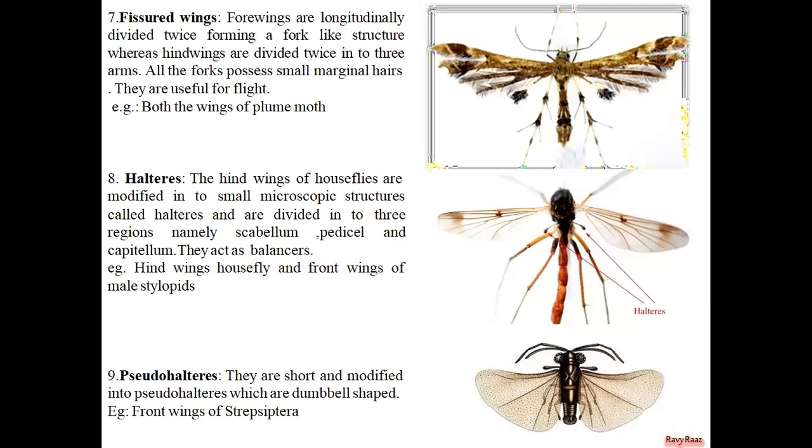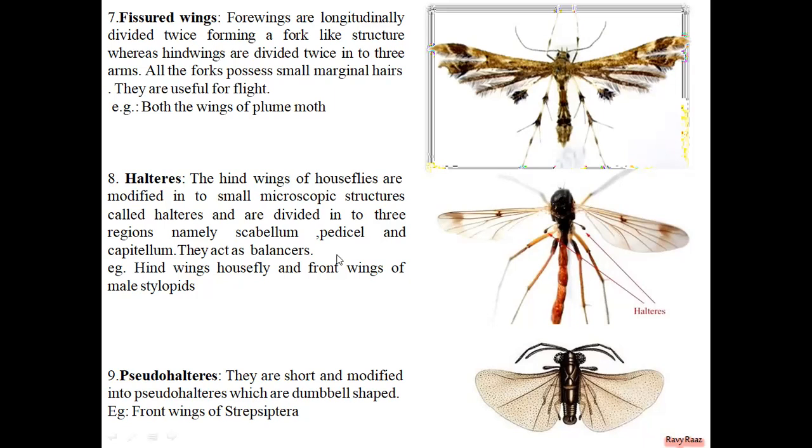Next is halters. The hind wings of the housefly are modified into small microscopic structures called halters and divided into 3 regions. So these are well balanced in structure. Halters act as balancers. So these types of wings are present in houseflies.